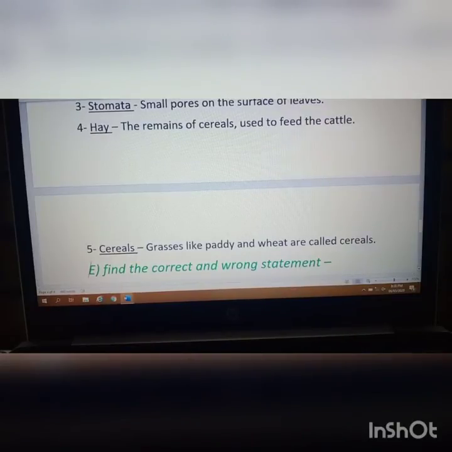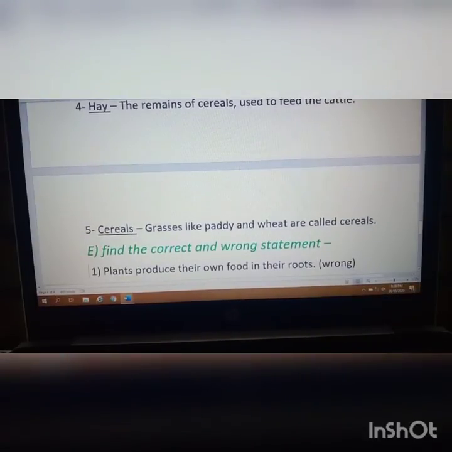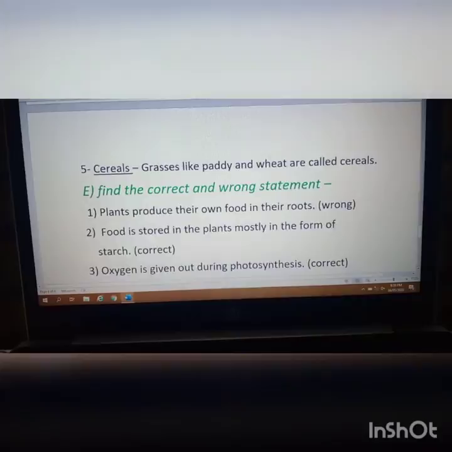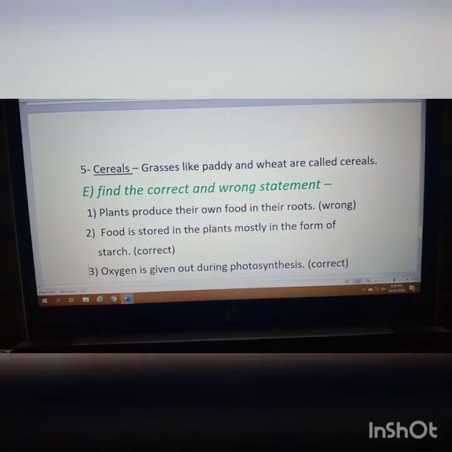Next term, that is cereals. Grasses like paddy and wheat are called cereals, and cereals in Hindi are called anaj. Okay, and the cereals we have as our food are wheat, rice, maize.